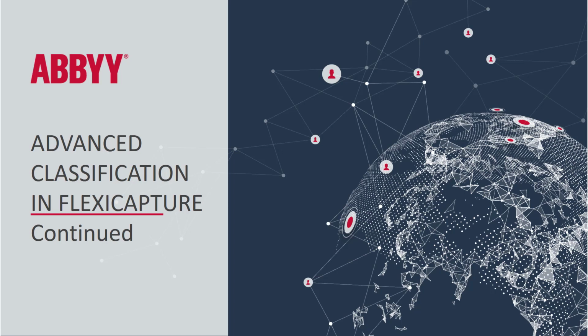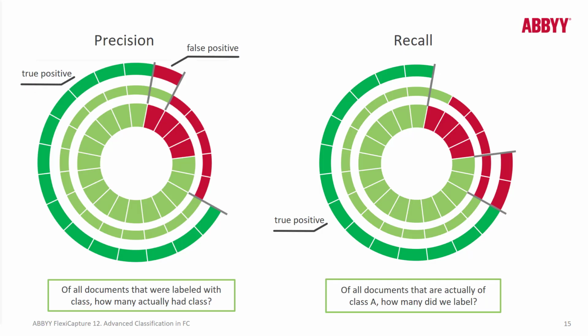Advanced classification in FlexiCapture continued. So when we look at precision versus recall, precision is focused on how many documents were falling into the right classification category, into the right bucket, whereas with recall, we're looking at a measurement of all documents that actually were of Class A, how many were properly labeled as Class A.